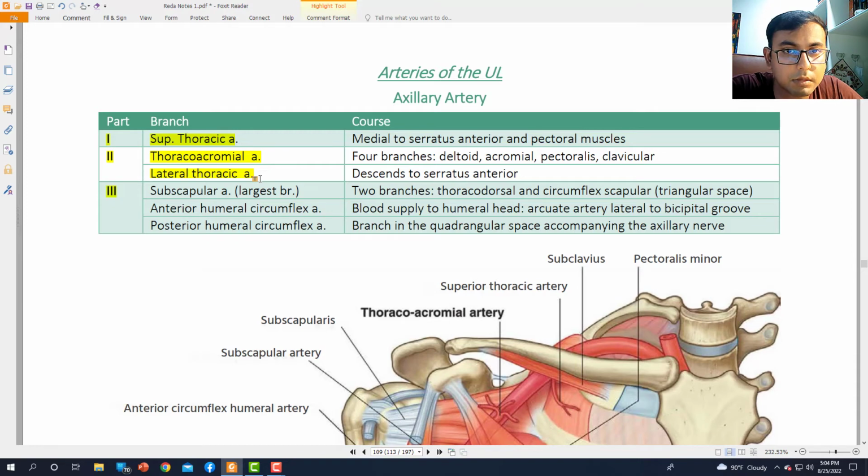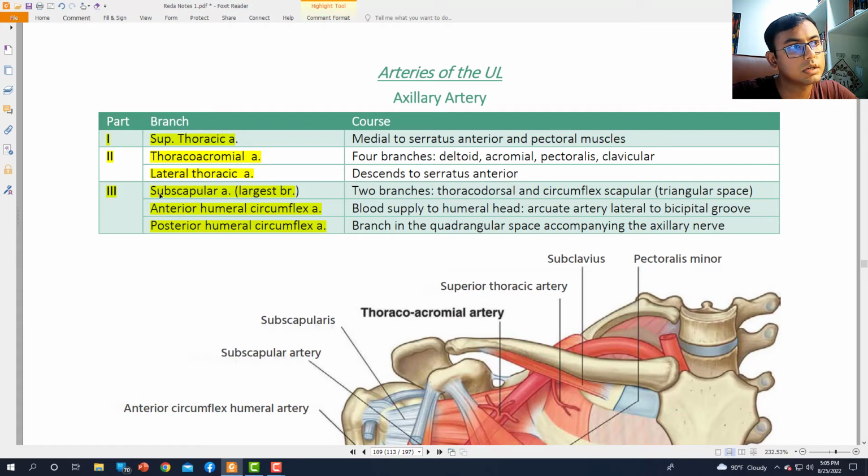So the internal mammary artery, thoracoacromial artery, and lateral thoracic artery also give supply not only to the chest wall but also to the breast. The subscapular artery is the third branch. Then the anterior circumflex humeral and posterior circumflex humeral. So the subscapular artery is one of the largest branches.